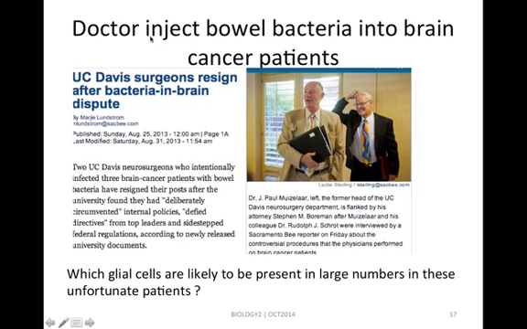Okay, one year ago, two doctors were sacked by the hospital for injecting bowel bacteria into brain cancer patients. So they take the bacteria from the large intestine and inject it into the brain of these brain cancer patients. Their idea was that by injecting the bacteria, we can stimulate the immune system to get rid of the cancer cells. Anyway, my question is, which Glia cells are likely to be present in large numbers in these unfortunate patients?